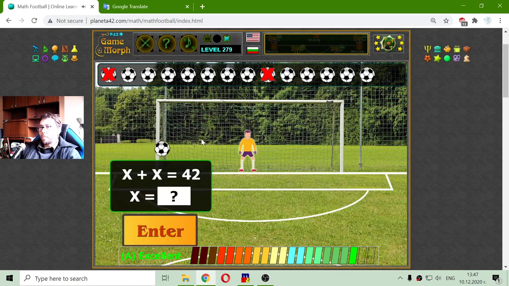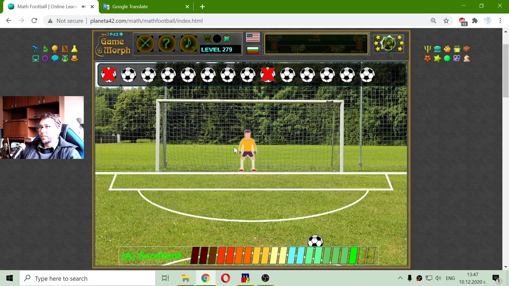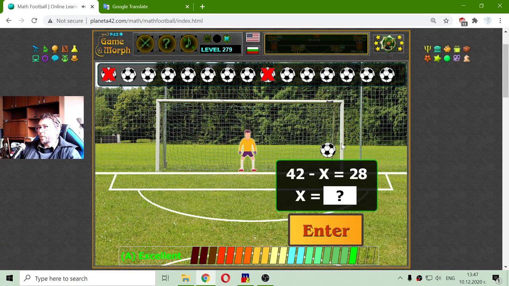Next ball is what plus what equals 42? 21. And the last ball is 42 minus how much equals 28? Let's see. That should be 40.